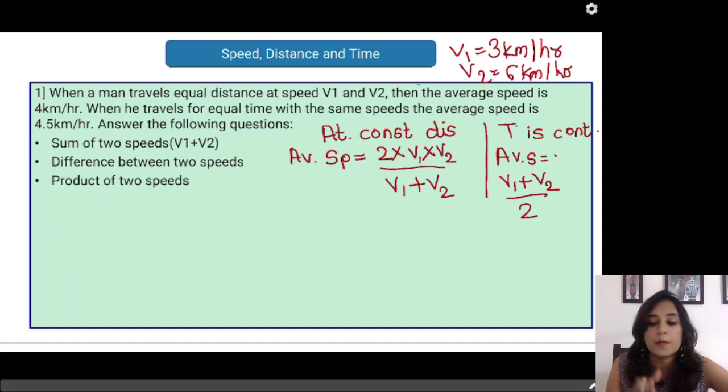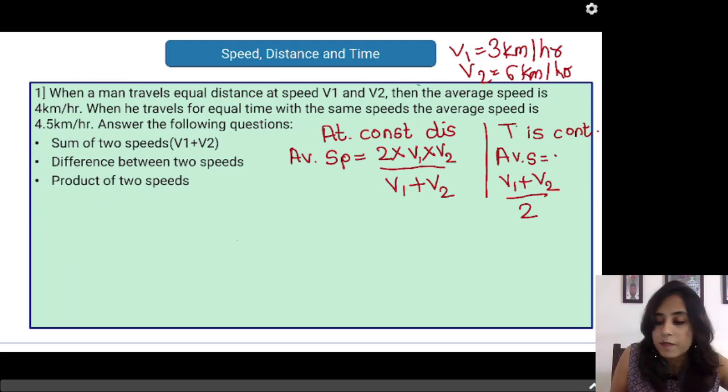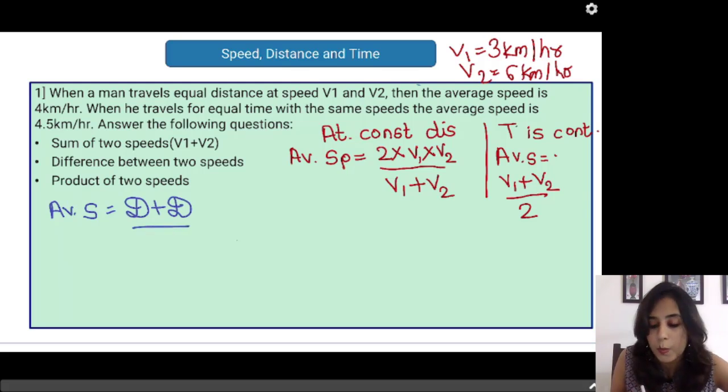If you want to know how I came to this particular formula, then I am going to solve it for you. I will be using a different pen here. Now guys, here we are given that the distance is constant, and like I said, average speed is nothing but total distance traveled. In this case, he is traveling the distance d twice, divided by the total time taken, which is t1 plus t2.